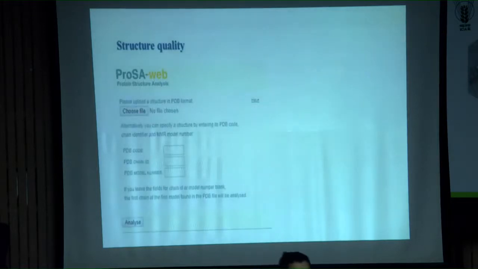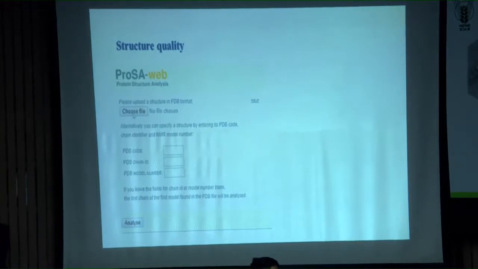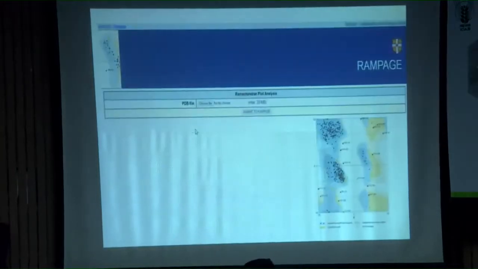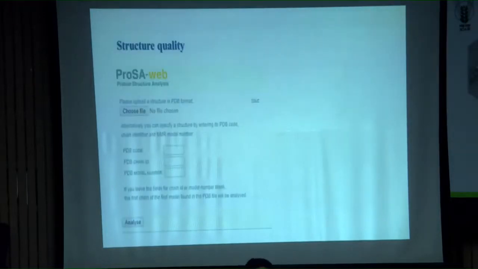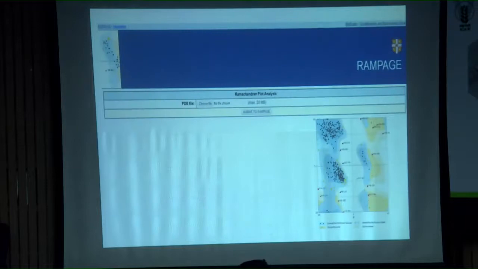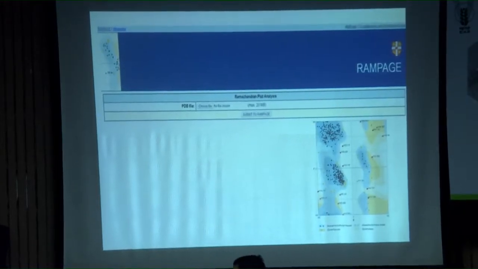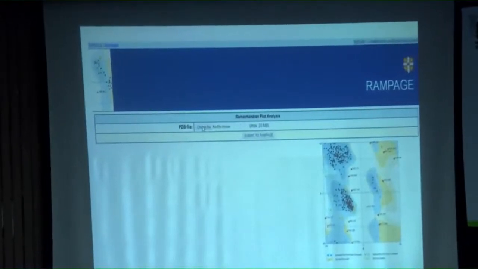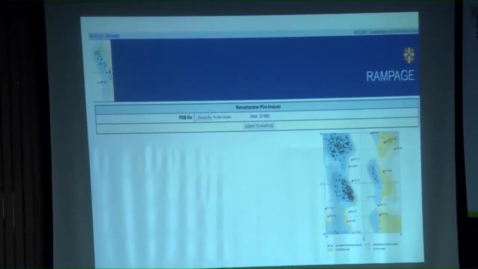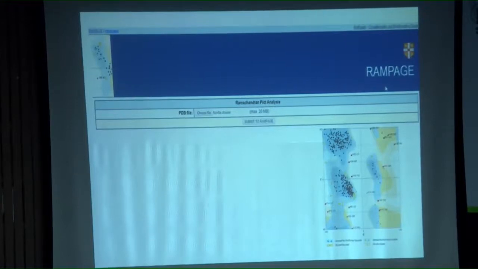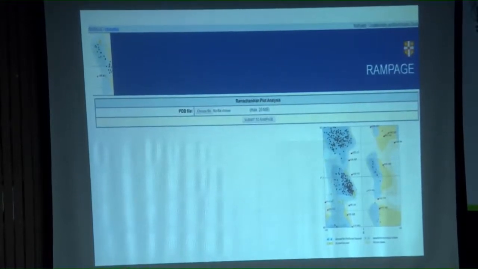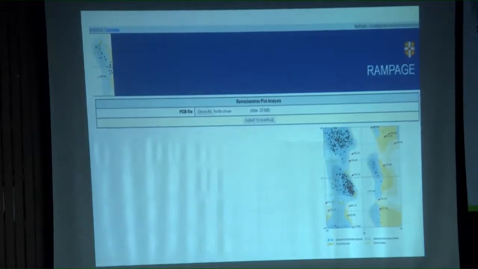Now this is the PROSA web. Once you have the structure, you can upload it with the choose file button, submit it, and they will give you the quality of the structure, the Z-score. Then comes Rampage. You submit your file again here by the choose file option to Rampage, which is a web server from the University of Cambridge, and the output looks like this one.